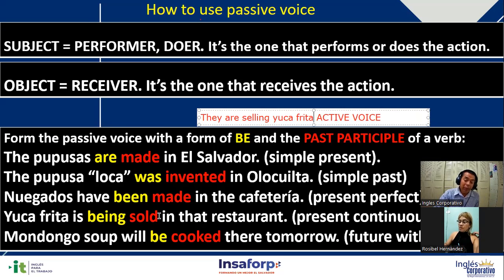Y siempre el pasado participio del verbo. Sell, sold, sold. En el futuro, solo le agregamos el will, miren. Y siempre la forma pasado participio. ¿Ve? Cooked, sold, made, invented, and made. Estos cuatro verbos son en pasado participio. ¿Sí?